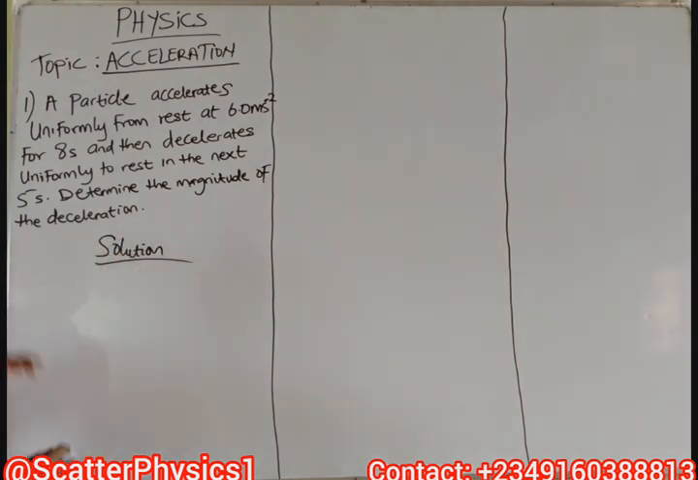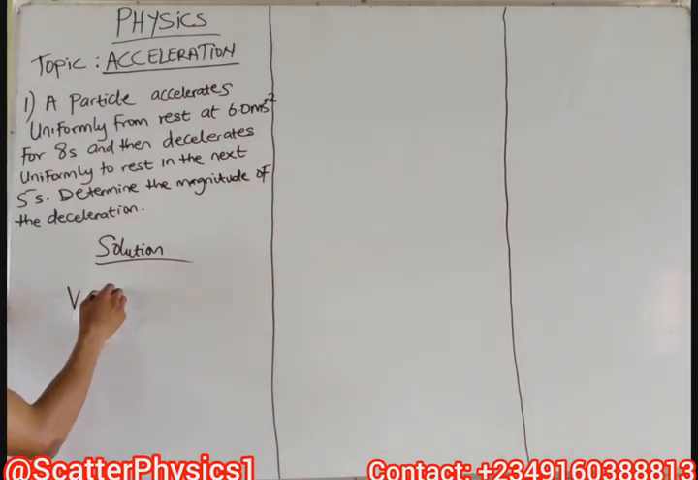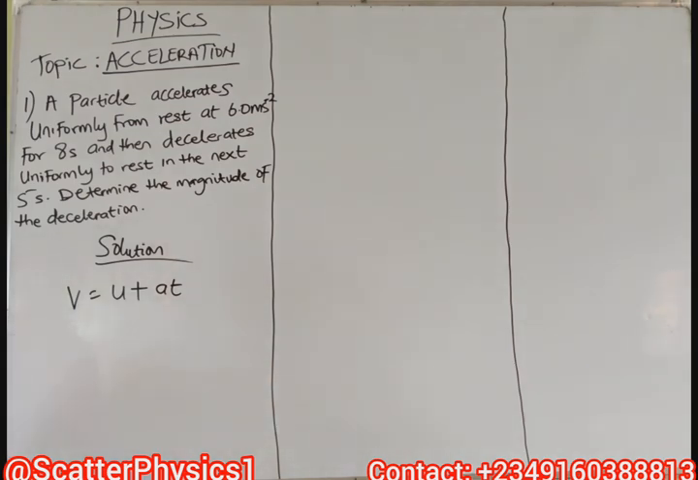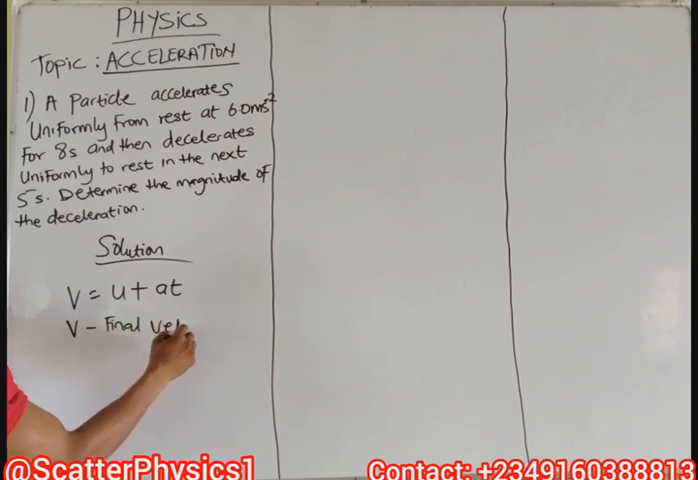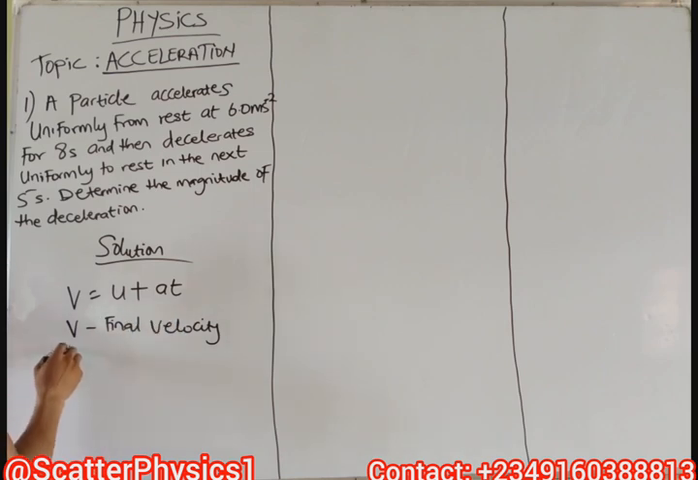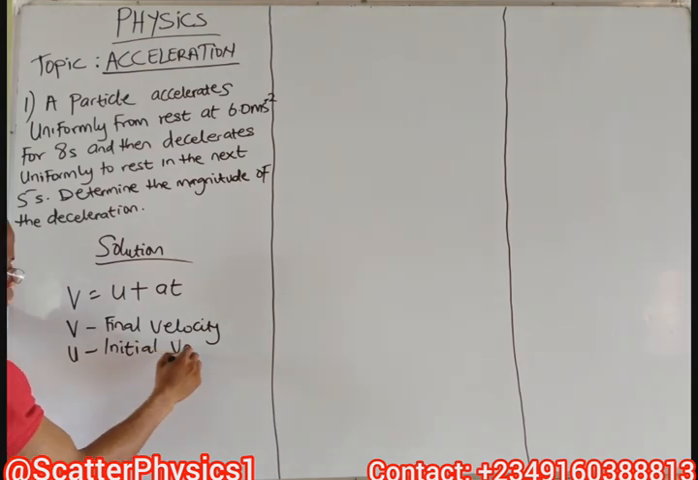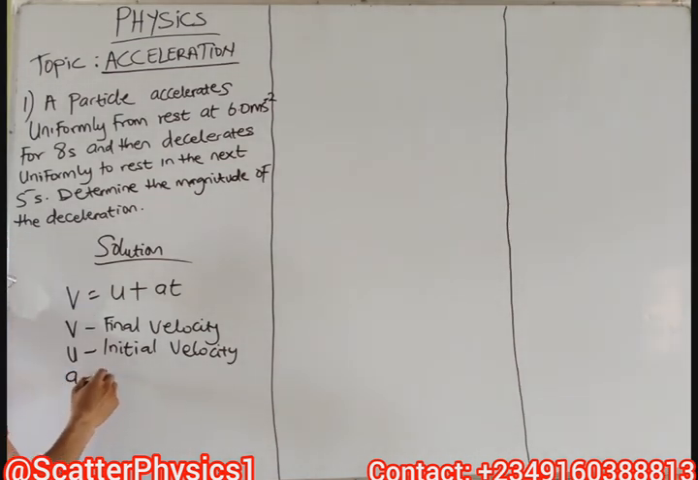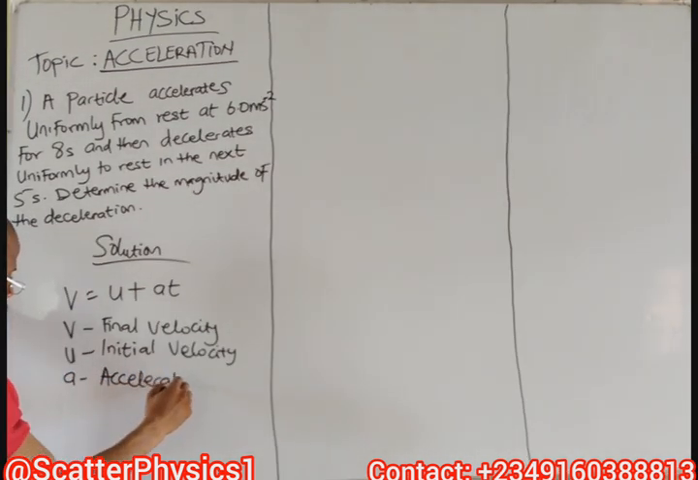So, first of all, we state the formula. We have this formula which says V equals U plus AT, where V is the final velocity, U is the initial velocity, A is acceleration, and T is time. Then let's look at the question that we have.